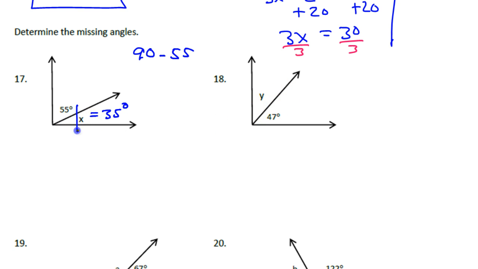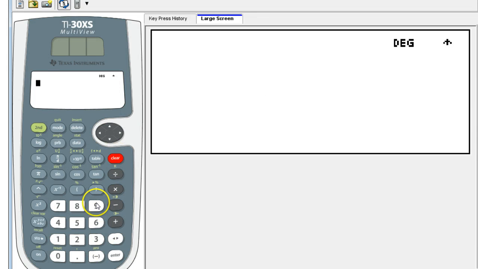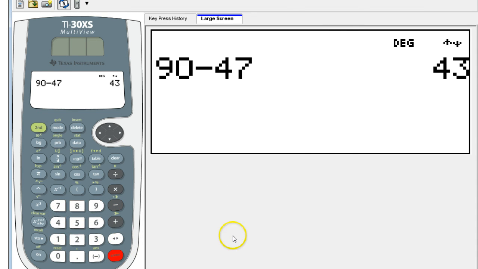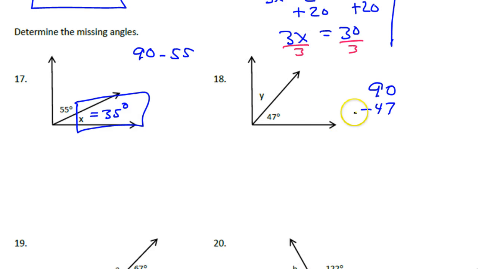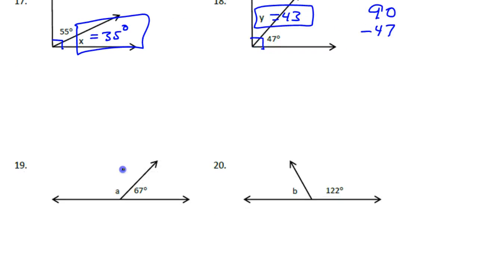Same thing with number 18. If we assume that this is supposed to be a right angle, then we're doing 90 minus 47. So you know what that's going to be. 90 minus 47 is 43. So y is equal to 43. Alright, if this is a right angle, which they didn't tell us. But I'm going to let that go.